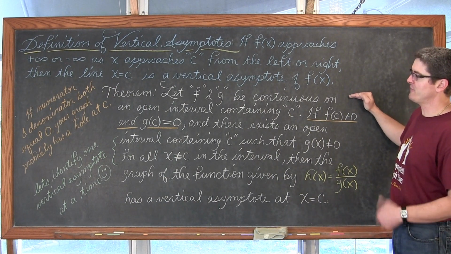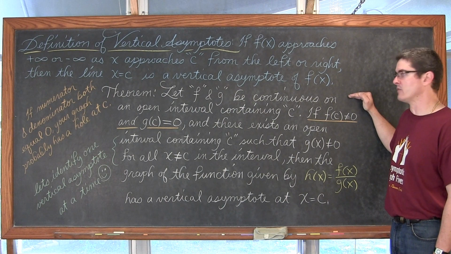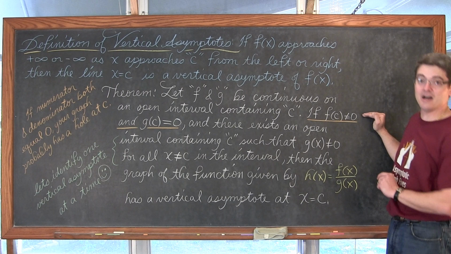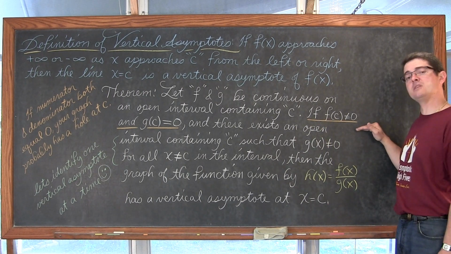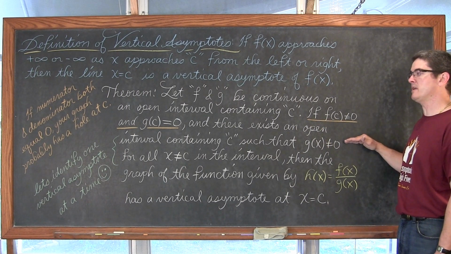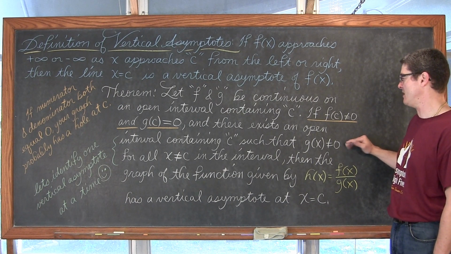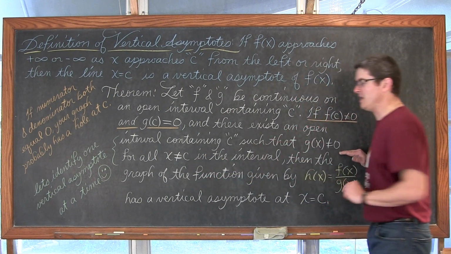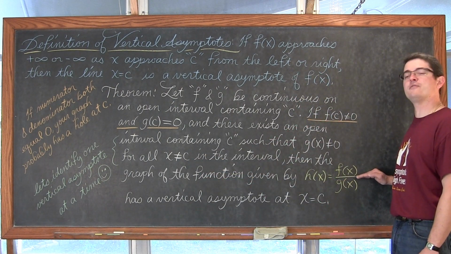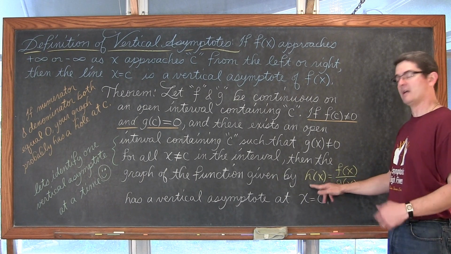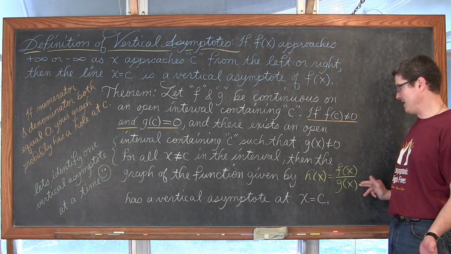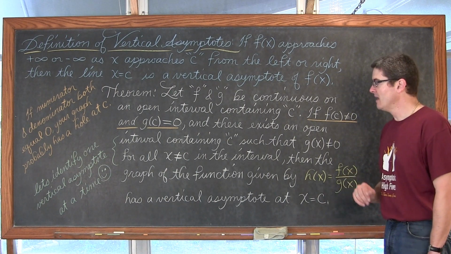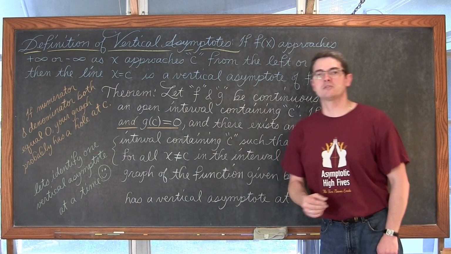Theorem. Let f and g be continuous on an open interval containing c. If f of c is not equal to 0, and g of c is equal to 0, and there is an open interval containing c such that g of x is not equal to 0 for all x not equal to c in the interval, then the graph of the function given by h of x = f of x over g of x has a vertical asymptote at x = c. Okay, so I've highlighted a couple of key points of this theorem.